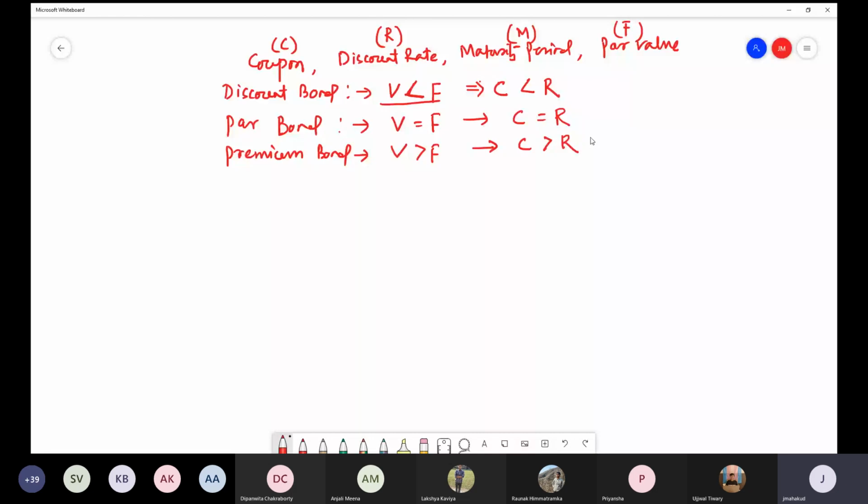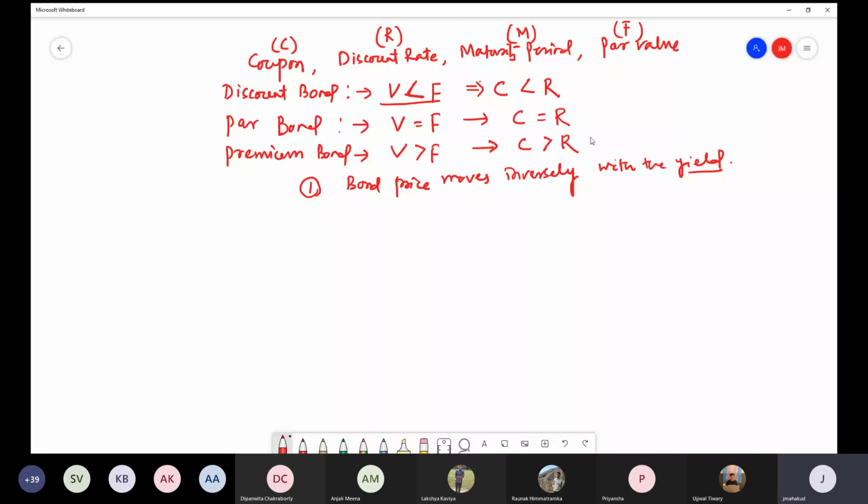So the first thing, which all of you already know, is the first observation we can make: the bond price moves inversely with the yield or the discount rate. If your discount rate increases, then the price of the bond will go down. This is the first relationship we can observe.